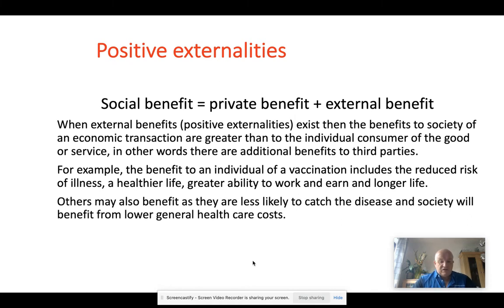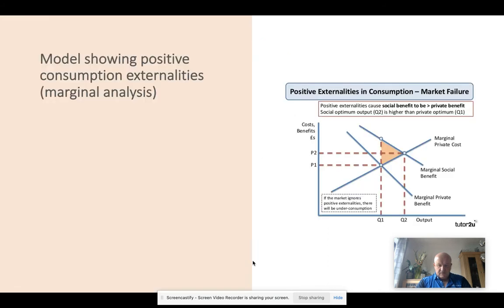Other benefits could be that the third parties involved may be less likely to catch the disease, and society will benefit from generally lower healthcare costs because of that. And you couldn't give a better example than the pandemic and the vaccination process that's been so successful in the UK.